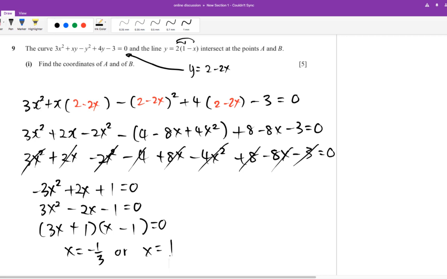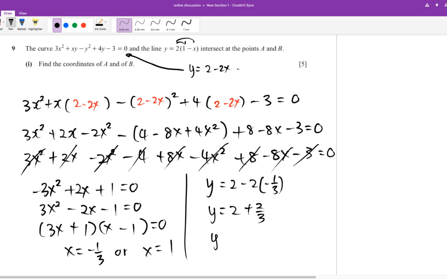Alright, then the next thing I will do is I want to find the value of y, so I will substitute into the easiest one. So 2 minus 2, negative 1 over 3. The first one is basically 2 plus 2 over 3. So this one will be 8 over 3. So the first coordinate will be negative 1 over 3 and 8 over 3.